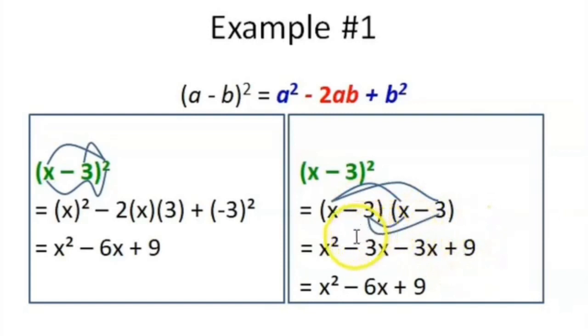Combine like terms, combine natin to. Meron tayong dalawang negative 3x. Therefore, ma-add natin sila. So, ang result is x squared minus 6x plus 9. So, either of these two methods ang pwede na gamitin po natin. Okay, so let's go to our next example.